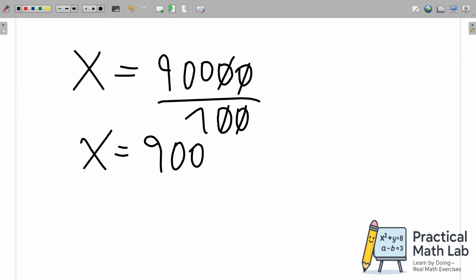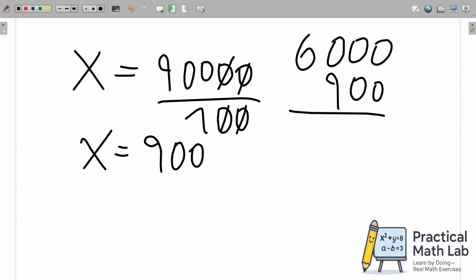Is this the answer to the question? No, because the question is how much is still left to pay. This is the entry fee, 900. The value of the car is 6,000. She paid 900. So, to find how much is missing, just subtract.